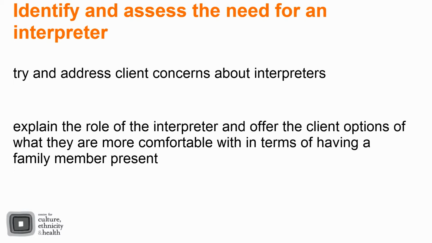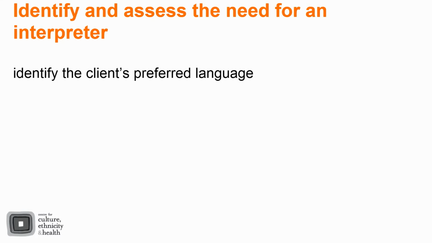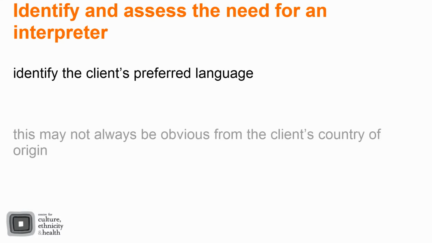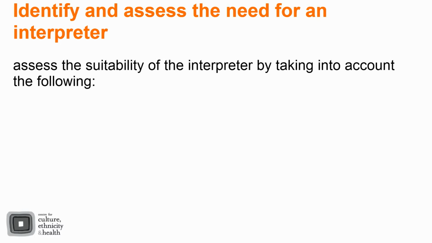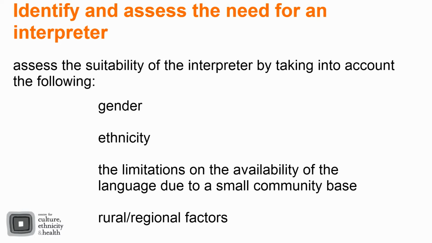There is also some information required before arranging an interpreter. Before arranging an interpreter, you need to identify the client's preferred language. This may not always be obvious from the client's country of origin. Assess the suitability of the interpreter. This could take the following into consideration: gender, ethnicity, the limitations on the availability of the language due to a small community base, or rural and regional factors.